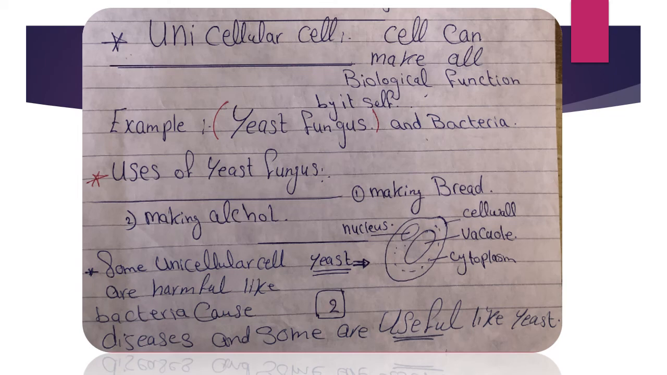طيب لو جيت اعمل كومبير بتوين الانيمال سيل والبلانت سيل واليست فانجس اللي هي اليوني سيلولار سيل، هلاقي ان البلازما ممبرين موجودة في الانيمال سيل والبلانت سيل. طب والسيل وول موجودة في البلانت سيل واليست فانجس and not in the animal cell. طب ايه البارتس او الستركتشرز اللي موجودة في الثلاثة؟ سيتوبلازم، نيوكليوس، فاكيول. طيب لما يجي في التشوز يقول لي yeast fungus don't have، اقول له chloroplast and plasma membrane، لا عندها chloroplast ولا عندها plasma membrane.